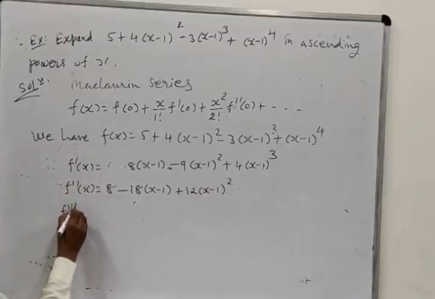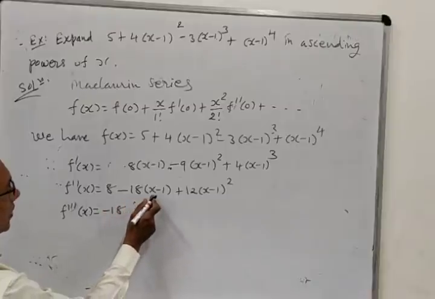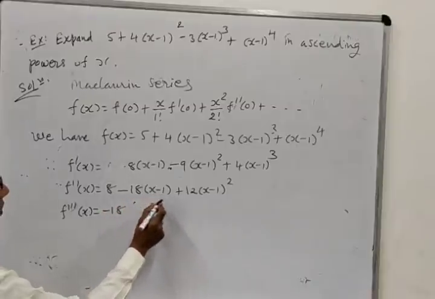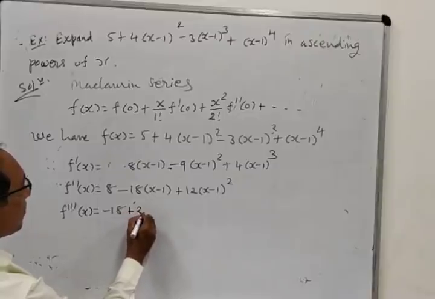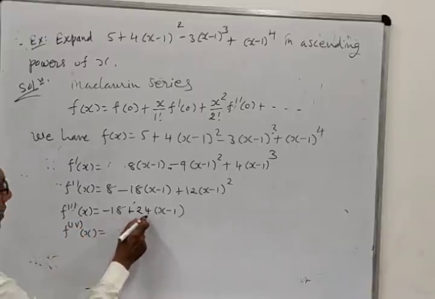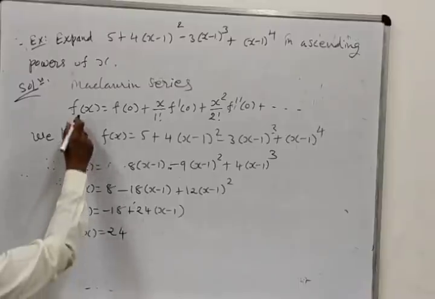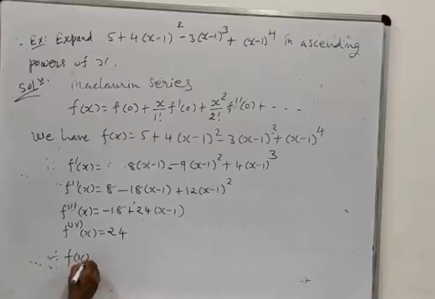Then we will find f triple dash x. 8 has derivative 0, so we get minus 18, because x has derivative 1 and 1 is 0, plus 24 into x minus 1. Again we find its fourth derivative: minus 18 has derivative 0, so it is 24. Its fifth derivative will be 0, so every other derivative is 0. This is the stoppage of the series, and therefore f of x equal to, what do we have?